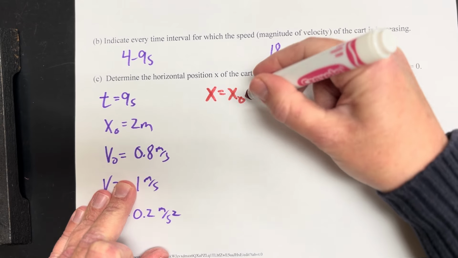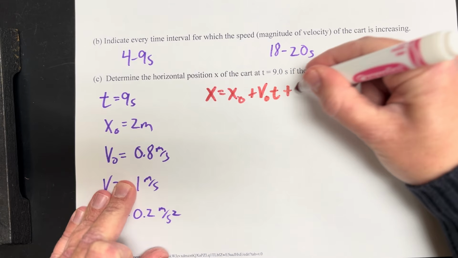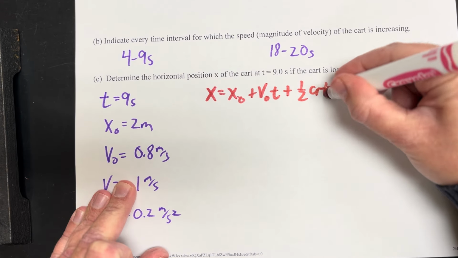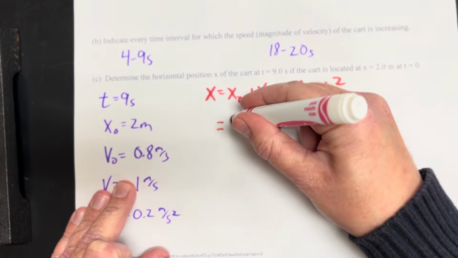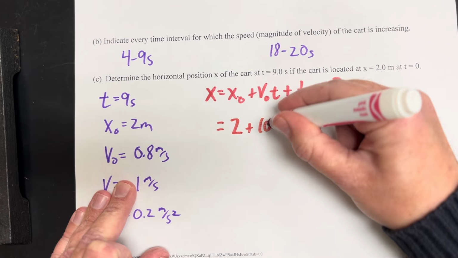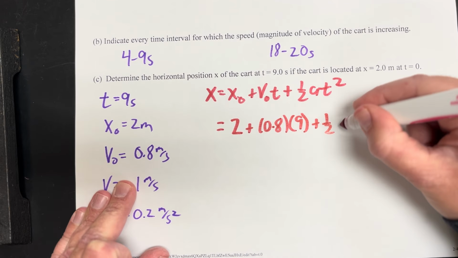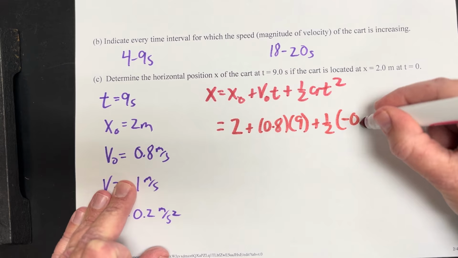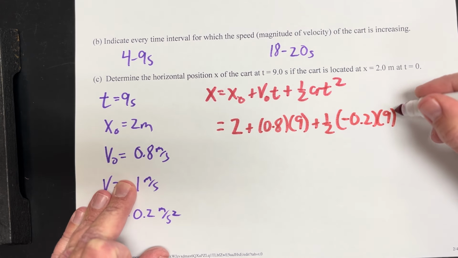That says the position is the initial position plus the initial velocity times time plus 1/2 times the acceleration times time squared. Starting to plug in for there, my initial position is 2. My initial velocity is 0.8 meters per second. We travel for 9 seconds. And then my acceleration is -0.2 meters per second squared. And my time again is 9.